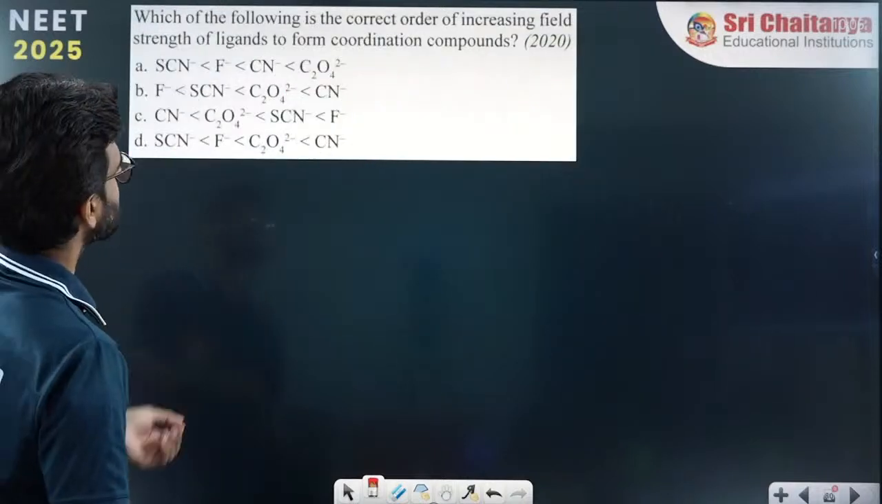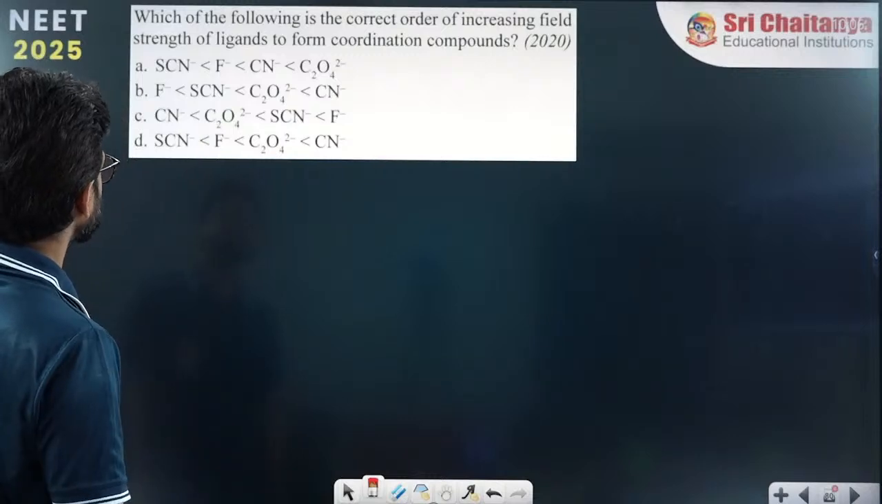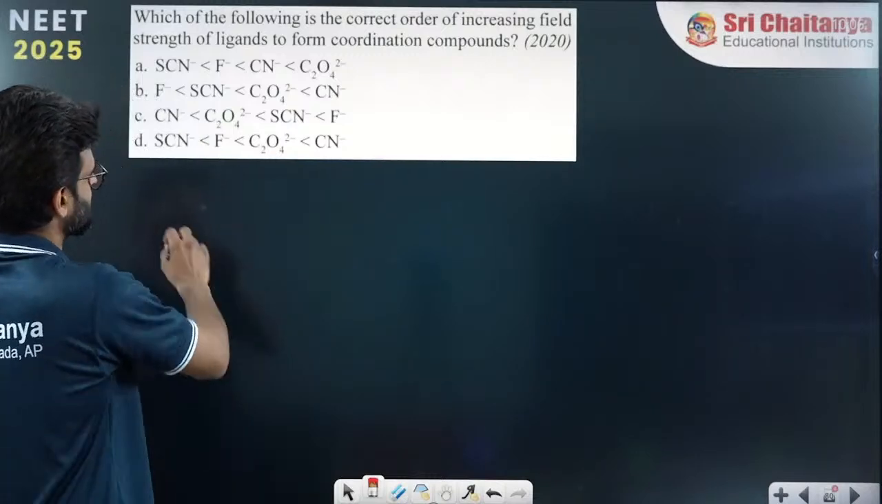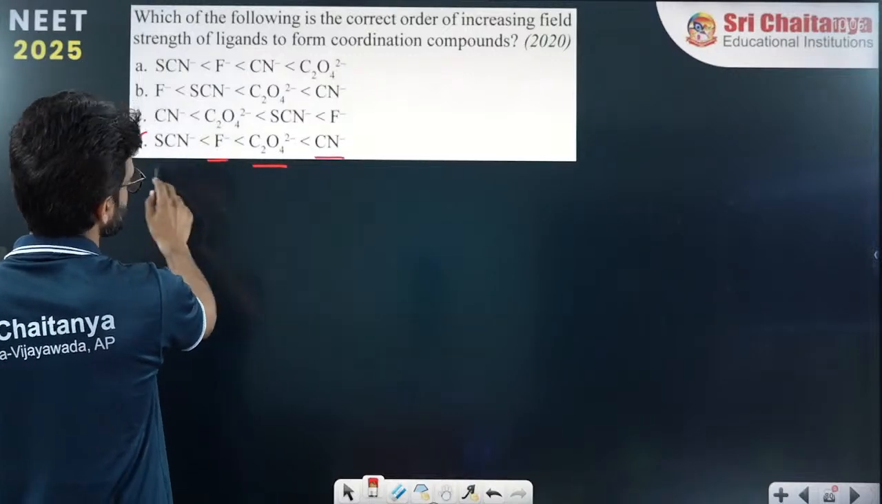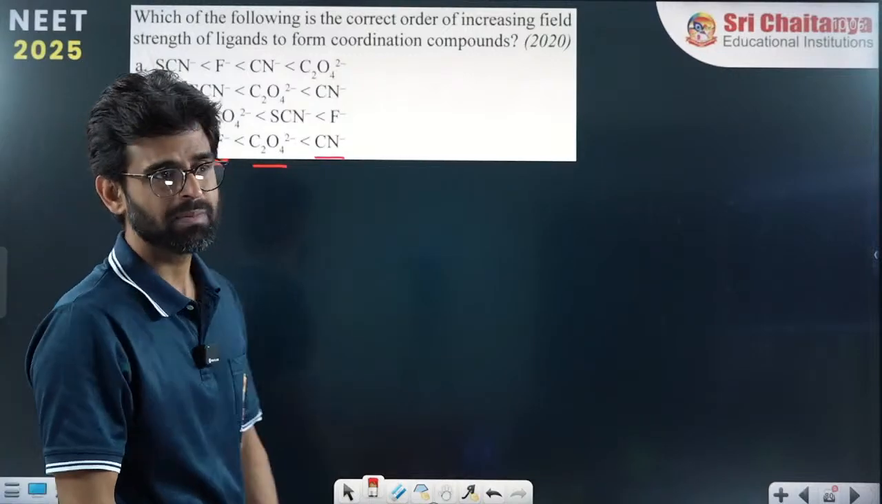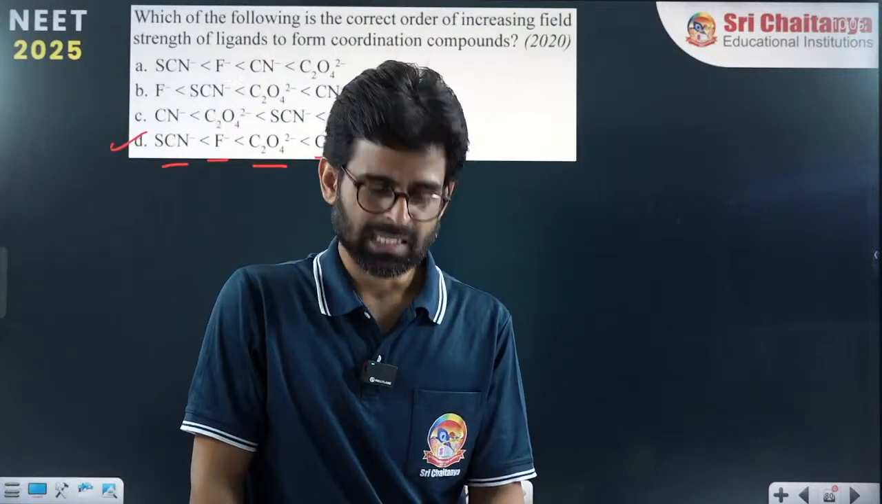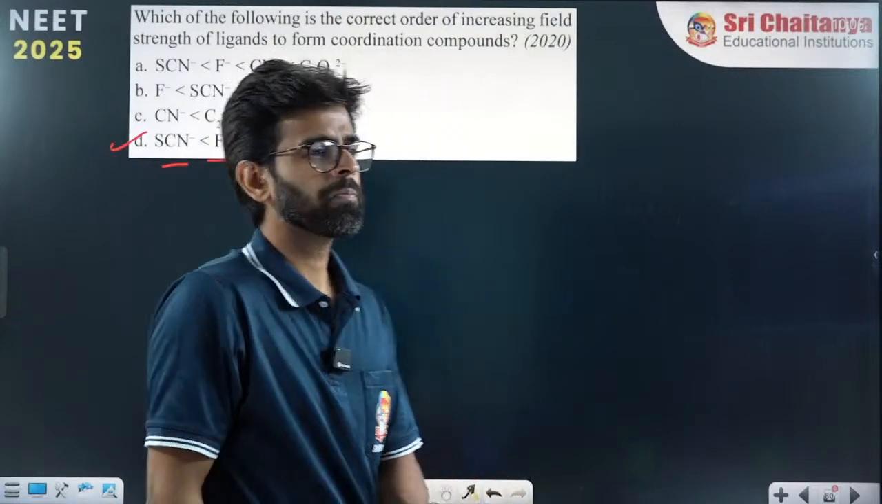They are asking the strength of the ligand by the spectrochemical series. You can see strong, a little weak, weak, weak. From the spectrochemical series, you can easily see, right?